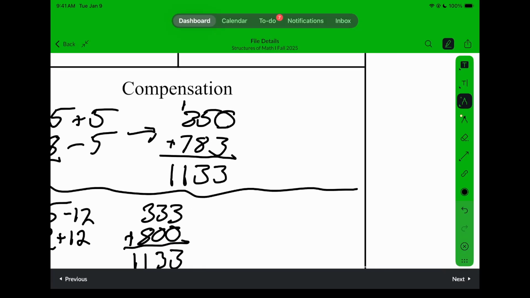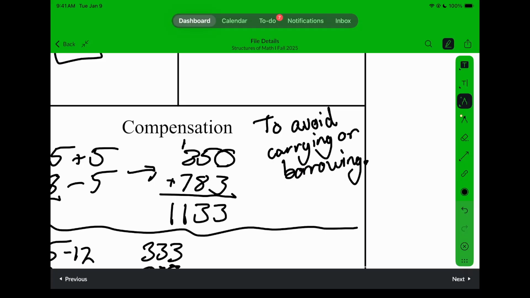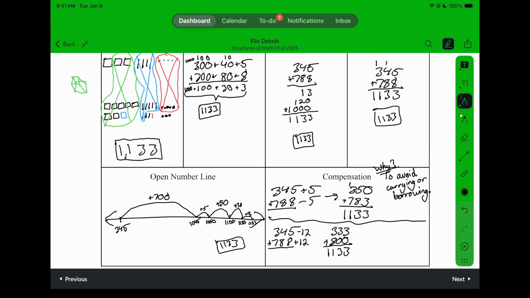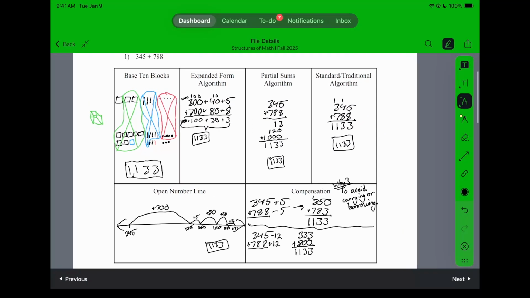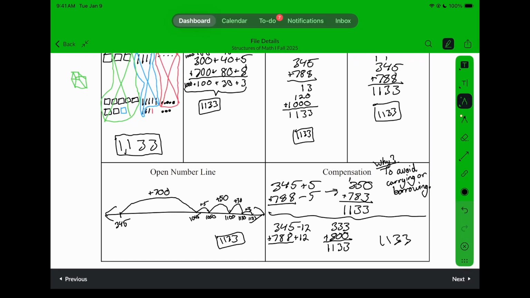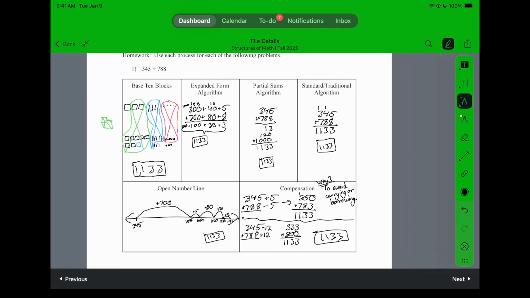Why do we use compensation? To avoid carrying or borrowing. Very important. Got to know that. And yeah, just a quick look: here are the addition processes that all equal the same answer, just different ways on how to do it.